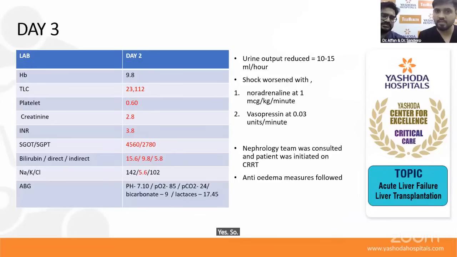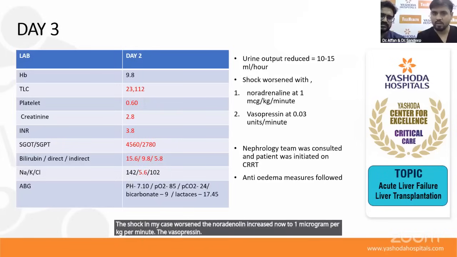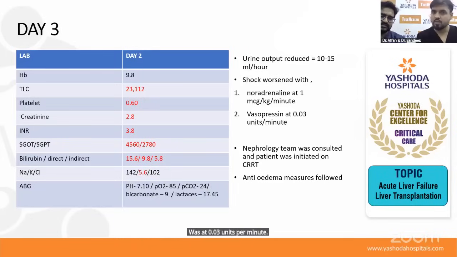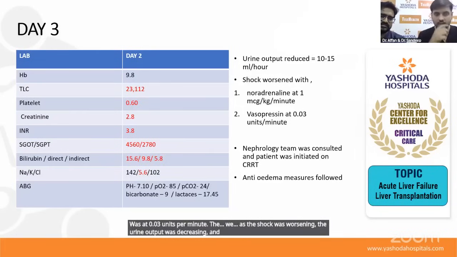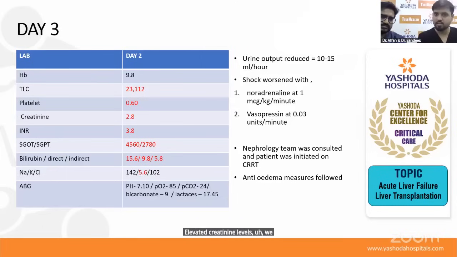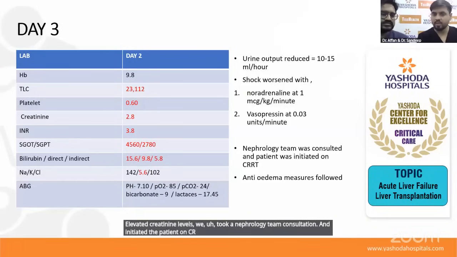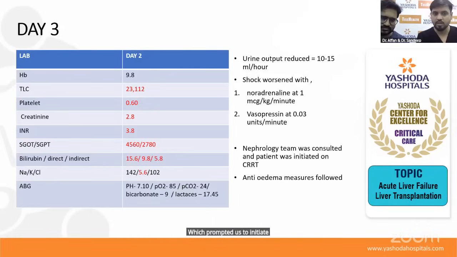Sir, on day 3, the urine output of the patient had reduced to 10 to 15 ml per hour. The shock in my case worsened. The noradrenaline increased now to 1 microgram per kg per minute. The vasopressin was at 0.03 units per minute. As the shock was worsening, the urine output was decreasing, and the creatinine levels were elevated. We took a nephrology team consultation and initiated the patient on CRRT, and anti-edema measures were followed. The sodium levels came out to be 142 with the 3% NaCl that we were giving. The potassium was also on the higher side, 5.6, which prompted us to initiate CRRT at this point.